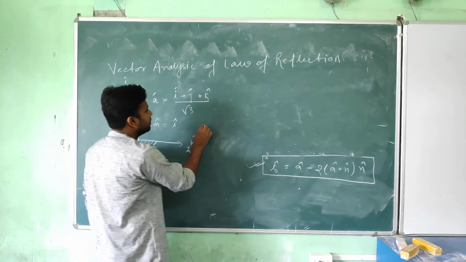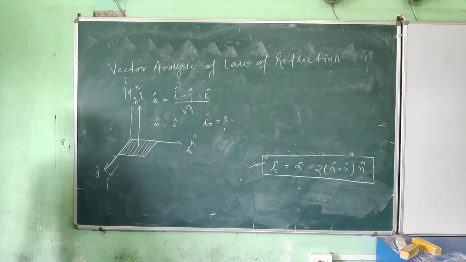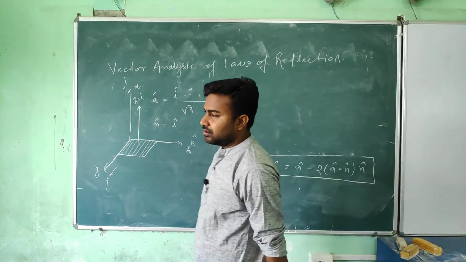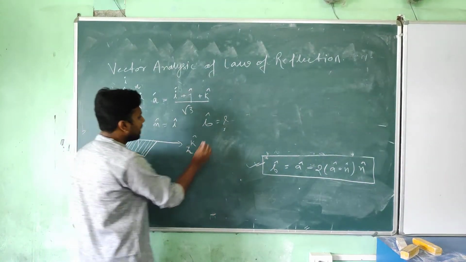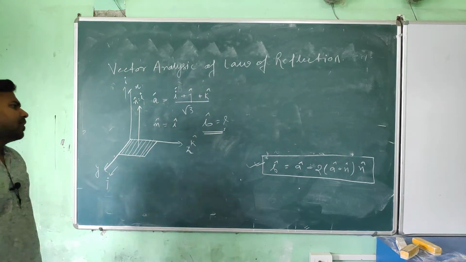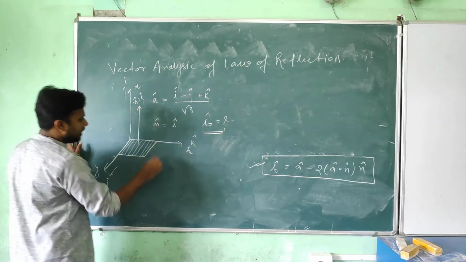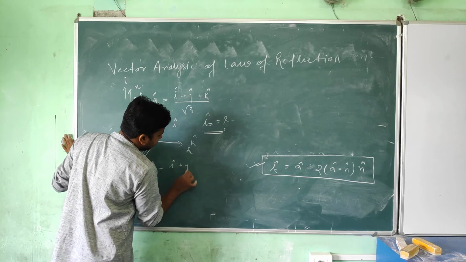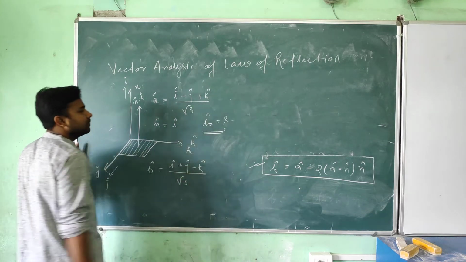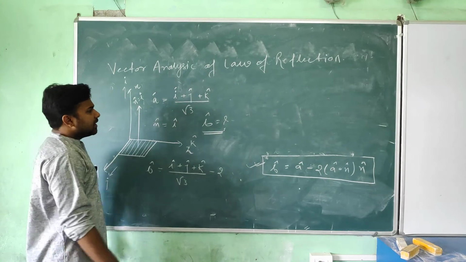You have to find what? B. Or you can say the direction of the reflected ray, or the unit vector along the reflected ray, anything. All are synonyms. So you have to find B cap. Using that formula we can easily find it. So here B cap is equal to A cap. A cap is what? i plus j plus k divided by root 3, minus 2 A dot n.